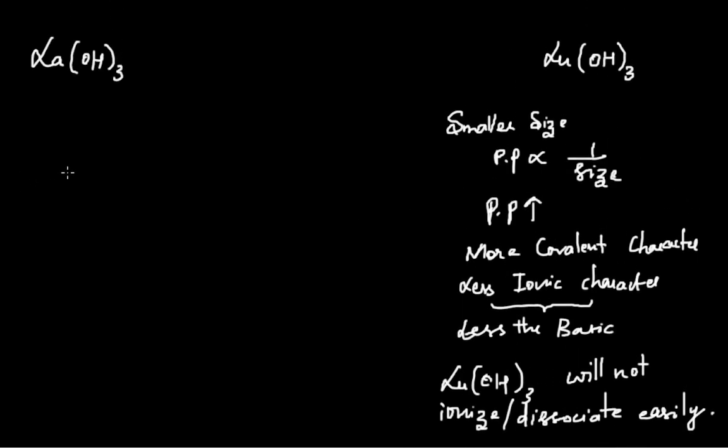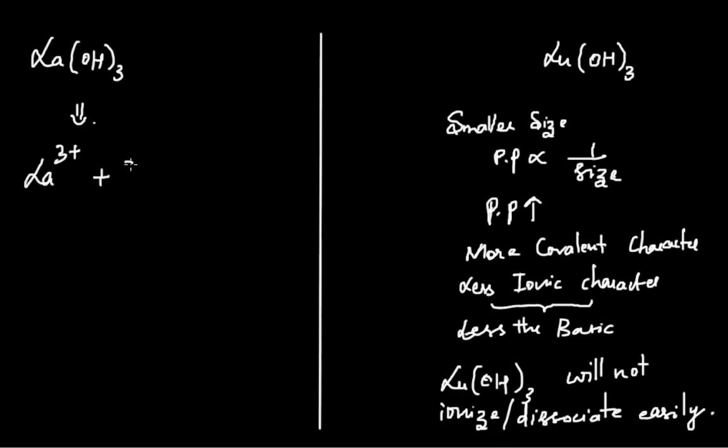Now if you take La(OH)3, larger the size, lesser the polarizing power, everything whatever is happening here is opposite of that. Okay, so understand one side of the story, don't rote learn. Understand one side of the story and apply here. Okay, so it's a very simple thing. So La(OH)3 will dissociate as La3+ and 3OH minus. So these will be present in solution phase.